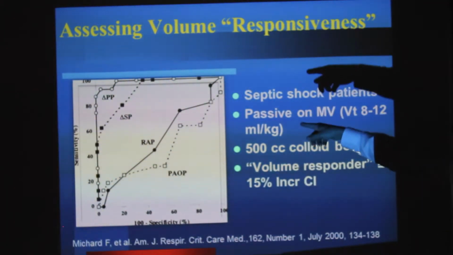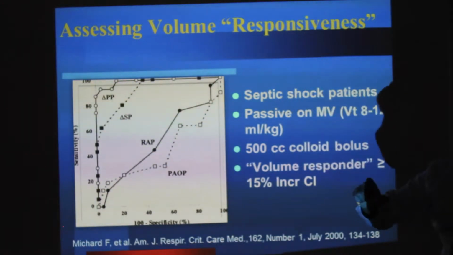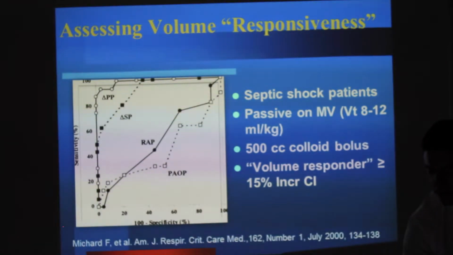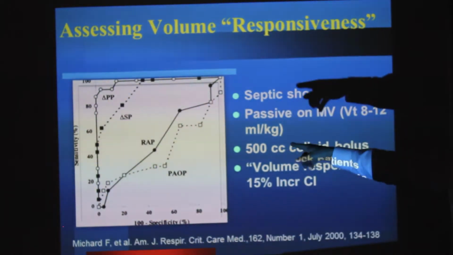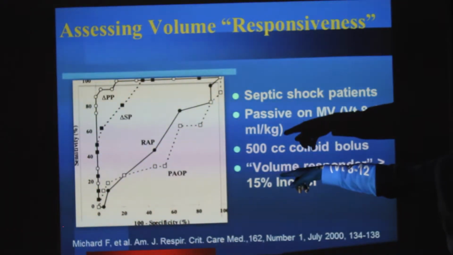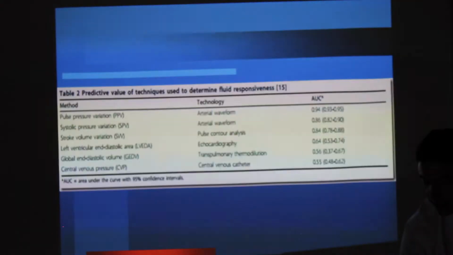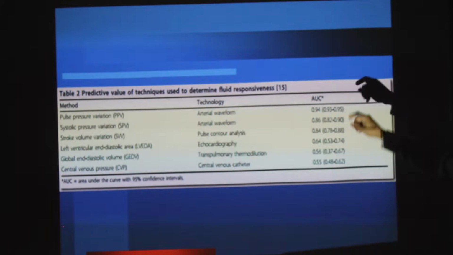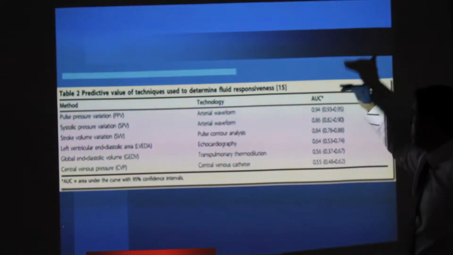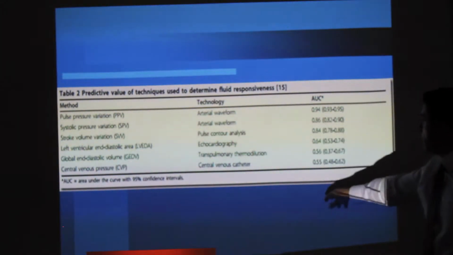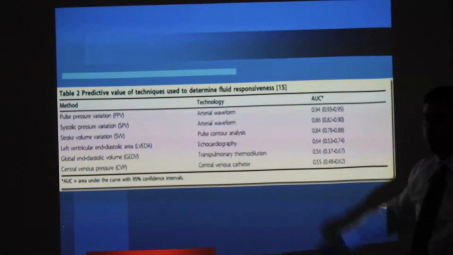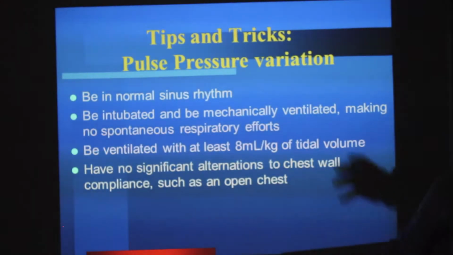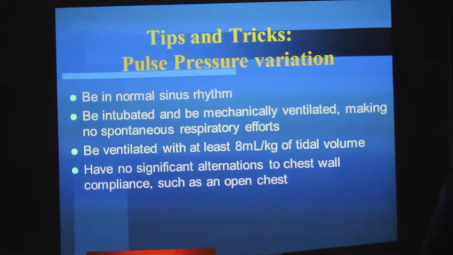The other one is the change in systolic pressure. It's like when you check for pulsus paradoxus. We don't do it, but the Europeans do it. But the change in pulse pressure variation was much better than the other ones. And look here at the statistics: pulse pressure variation, area under the curve 0.94, the highest, and the rest fall here. CVP, 0.55, nothing.